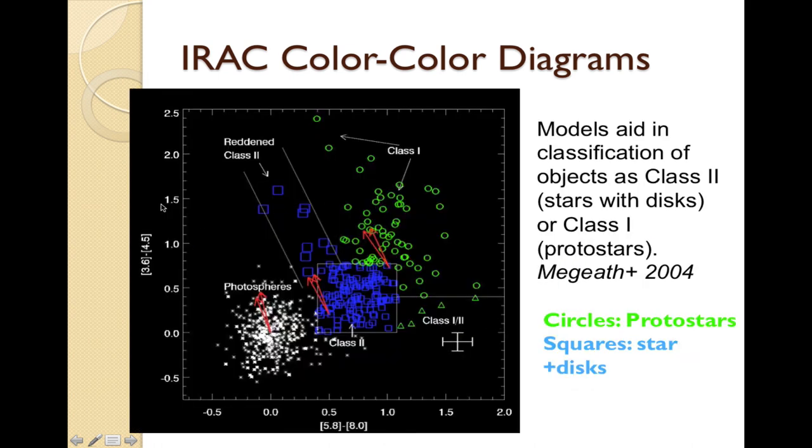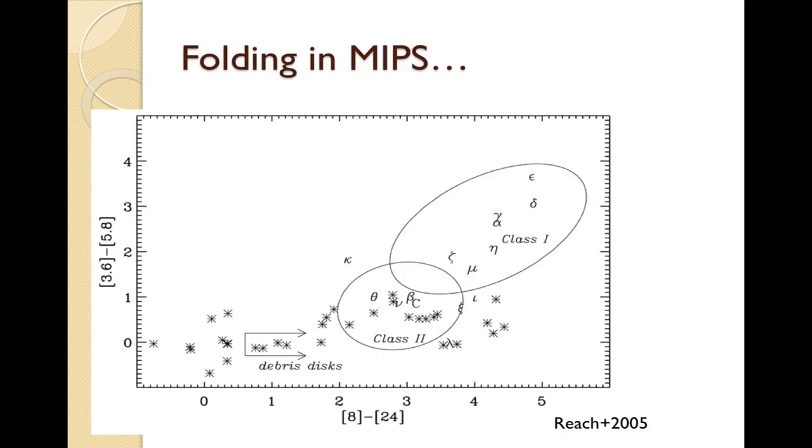So here's another one, 3.6 minus 4.5 versus 5.8 minus 8. Here are the photospheres, here are the class 2s, here are the class 1s. Class 2s are the things that just have disks, class 1s are the things that still have cocoons. Now, look, smearing in this direction for all of these things. That is the influence of reddening. I'll get to reddening more in a second. Sorry, I forgot I had some more color magnitude diagrams and color diagrams in here.